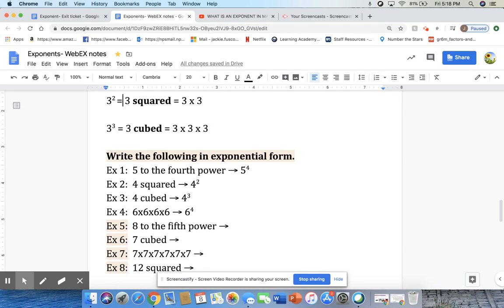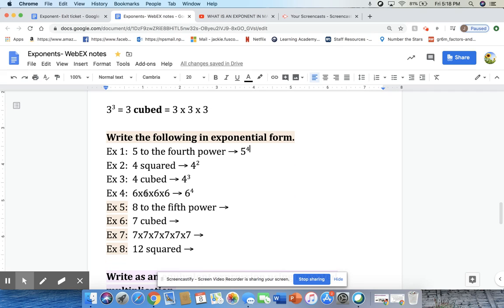So it says, write the following in exponential form. So my answer should have an exponent. An example that's done for you, it says 5 to the 4th power. 5 is my base, to the 4th power, 4 is my exponent. 5 to the 4th power. 4 squared, now remember squared is the exponent 2. And 4 cubed, remember cubed is the exponent 3. And then the last example is 6 times 6 times 6 times 6. So it's the number 6 being multiplied 1, 2, 3, 4 times. So my exponent is 4.